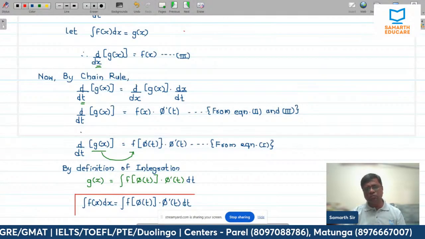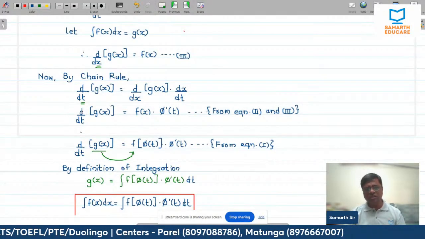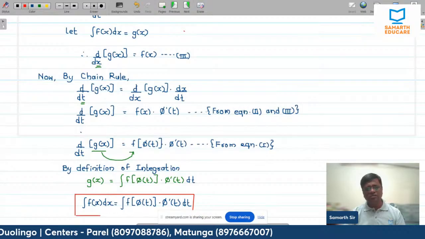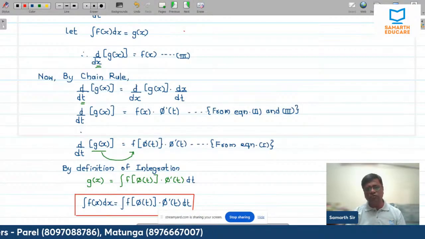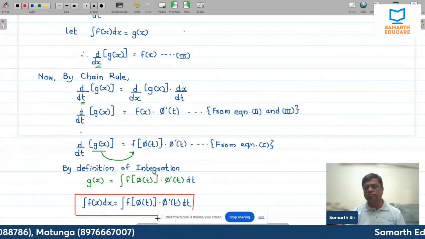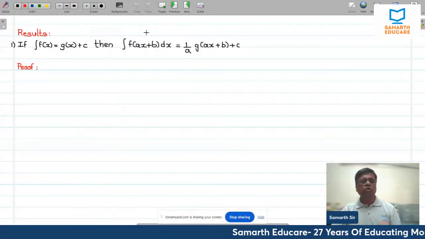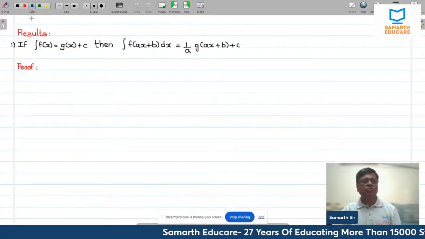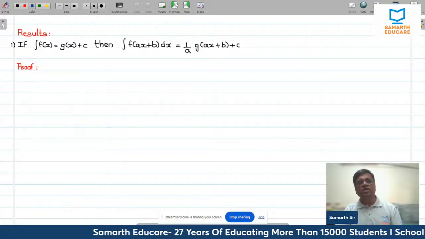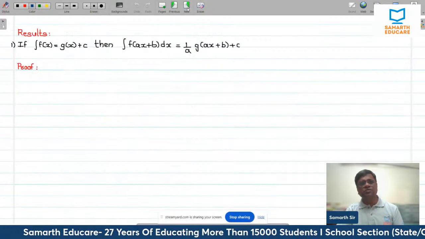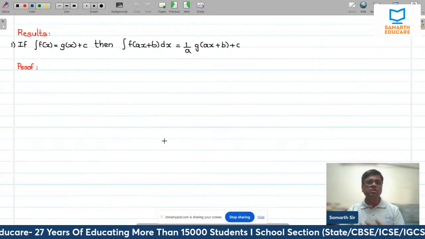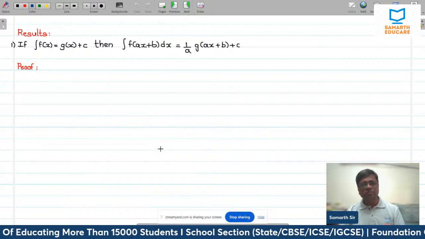You can check how many times this proof has been asked in the exam. This is one of the very important proofs of integration. Now this was the first proof for today. Let's move on to the second one. These are some of the results based on what we have done in the previous part. Now this is a very important result. We are going to use this in many problems.